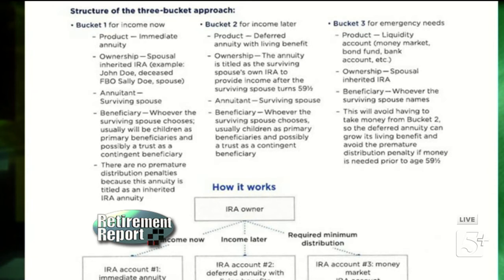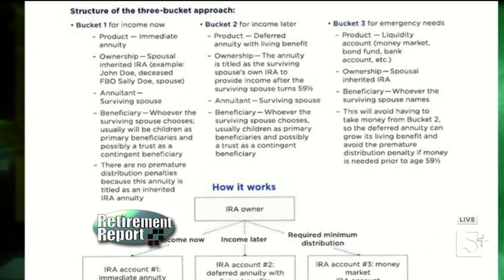The beneficiary, the surviving spouse, gets to choose whoever they want. Typically that's going to be their children. There are no premature distribution penalties because the annuity is titled as an inherited IRA rather than put into the surviving spouse's name. Now, bucket two is for income coming in later. Here we're going to use a deferred annuity with a living benefit, meaning that lifetime income rider. The annuity is titled as the surviving spouse's own IRA to provide income after they turn 59.5. The annuitant is the surviving spouse, and the beneficiary is whomever they choose, again typically their kids.